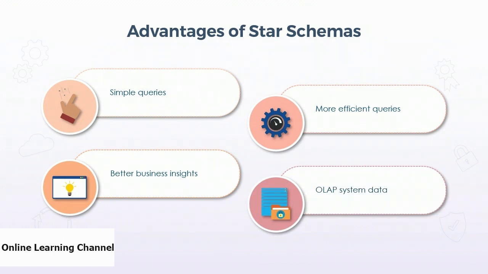Online analytical processing, or OLAP systems, allow the use of star schemas to build OLAP cubes, which represent raw data and aggregated data.